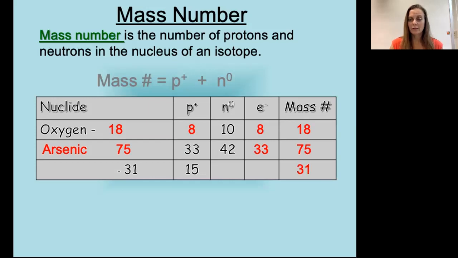We know the mass number is 31. We look at our periodic table and we can see that the element with the atomic number of 15 is phosphorus. So this must be phosphorus 31. And since it's 31, we know that it must have 16 neutrons because 31 minus 15 gives us 16.